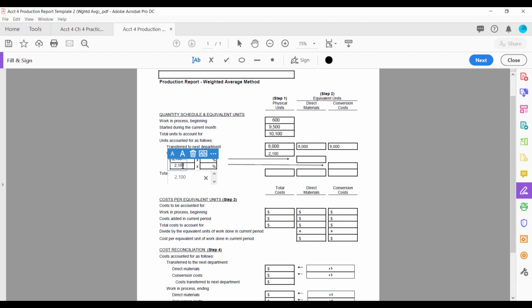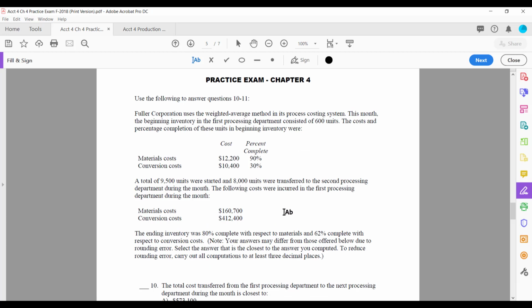Let me see if I can move that over. That's okay. All right. So the 2,100 units in ending work in process are not done. Although there are 2,100 physical units, they're not 100% complete. So they actually tell us how complete those ending units were with respect to materials and conversion costs. You want to ignore the percentage completion of the beginning inventory. We are ignoring that with the weighted average method. We're only concerned with the percentage completion of ending inventory. And they gave that to us.